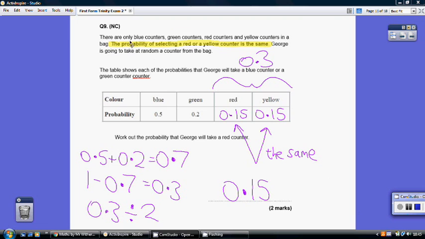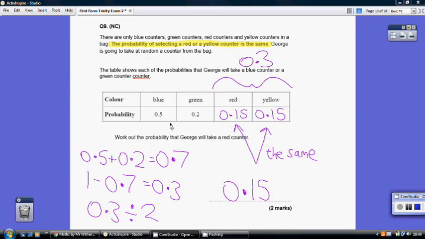Question 9. There are only blue counters, green counters, red counters and yellow counters in a bag. Now this is the key part, this sentence here: the probability of selecting a red or a yellow counter is the same. So we've got to bear in mind later on when we work out these two probabilities, they've got to be the same. George is going to take a random counter from the bag, and we've got to work out the probability George takes a red counter.